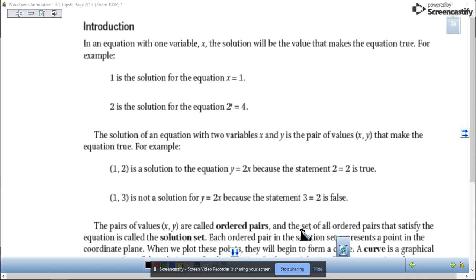Alright guys, moving on to Unit 3. We'll start with Lesson 3.1.1. This is the introduction, so make sure you listen to this part and then we'll go through examples together.